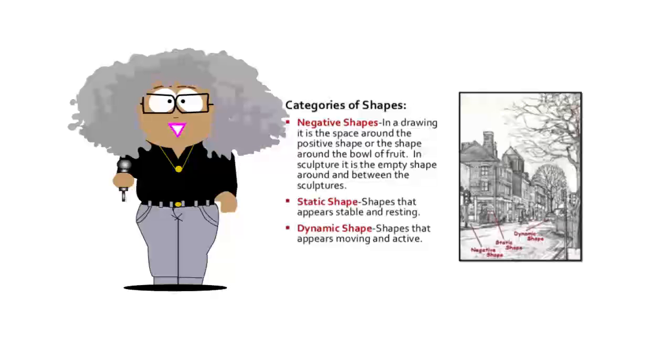Static shape. Shapes that appear stable and resting. Dynamic shape. Shapes that appear moving and active.